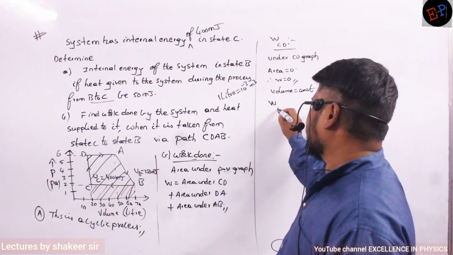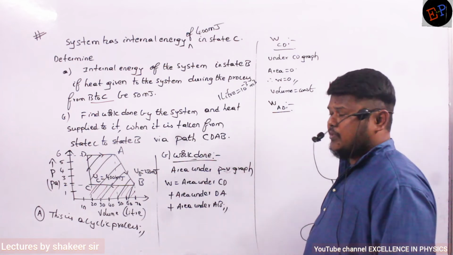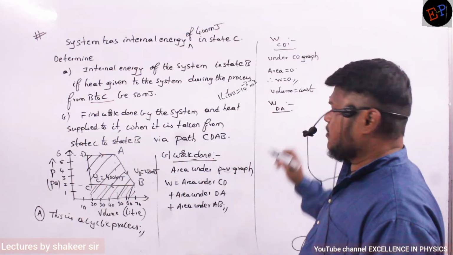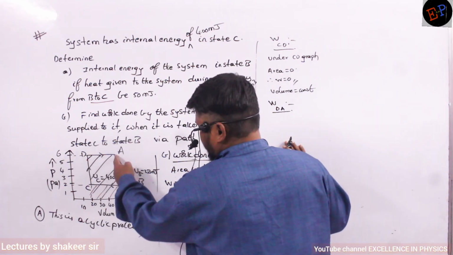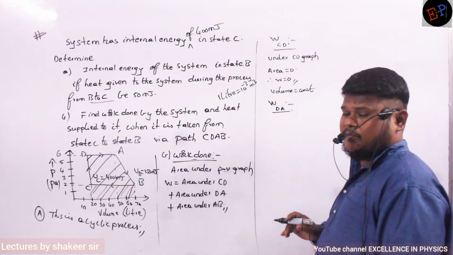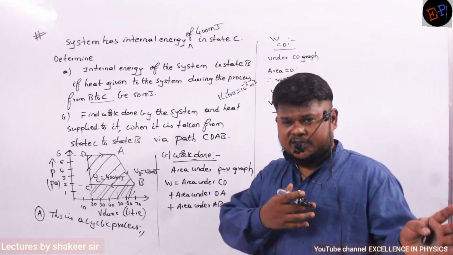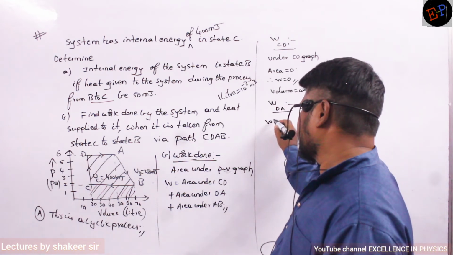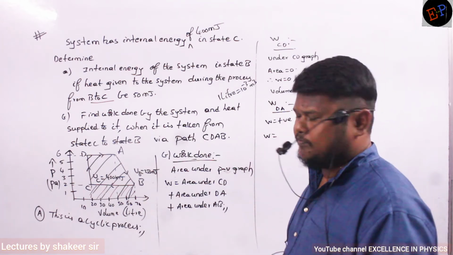Next you take the AD graph. Work done under the DA graph. Now see, D is at a lower volume and A is at a higher volume. It means work done by the system is positive or negative? Definitely positive, because it is expansion. So work done is positive. And how much is the work done? Area under the graph.